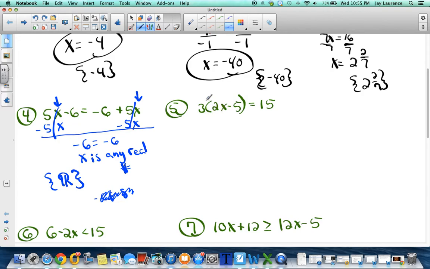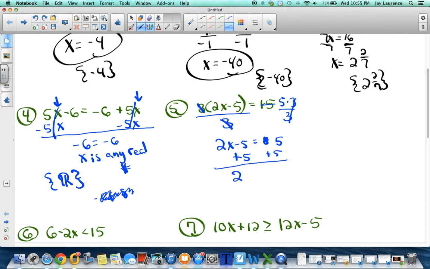This one here, I could distribute first, or since 15 can be thought about as 5 times 3, I might want to go ahead and divide by 3 on both sides to make things simpler. So I get 2x minus 5, and that's going to equal 5. I'm going to add 5 to both sides, and I'm going to get 2x equals 10. I'm going to divide by 2. x is going to equal 5. Solution set is 5.